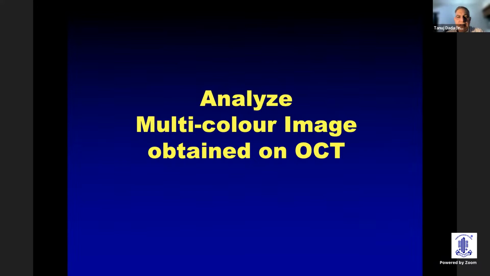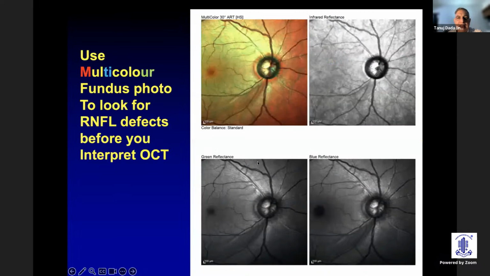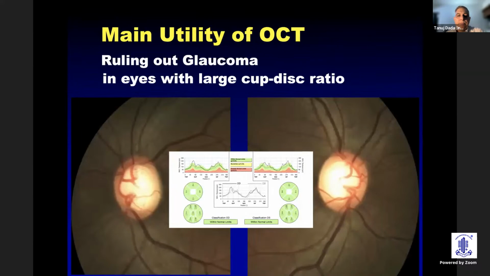When you have the OCT, there is a very good initial tool in the OCT called the multicolor image. Before you go to the actual OCT interpretation, you get this pseudo multicolor image. This is very useful because it can pick up the retinal nerve fiber layer defects, especially with the green reflectance and blue reflectance where these RNFL defects become very prominent. So before you interpret the OCT further, from this image, you can actually make out whether there is a structural defect in the retinal nerve fiber layer. This is very important before you interpret the OCT.